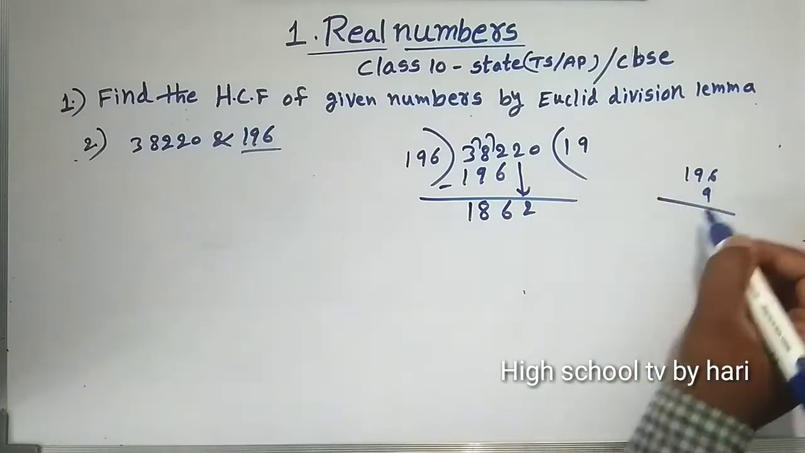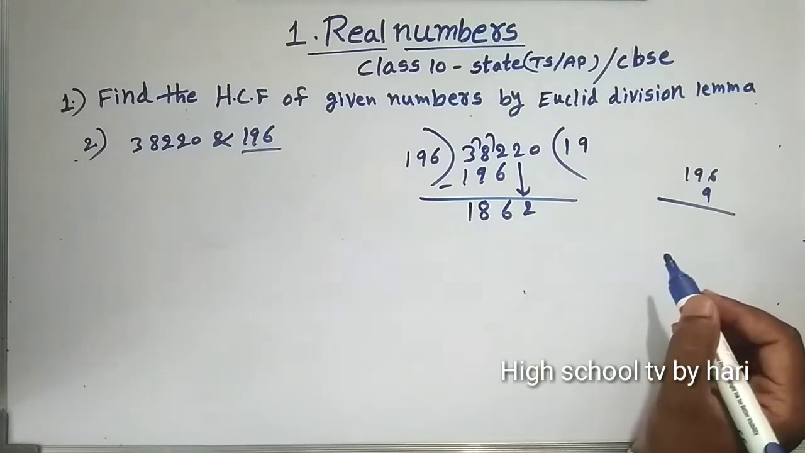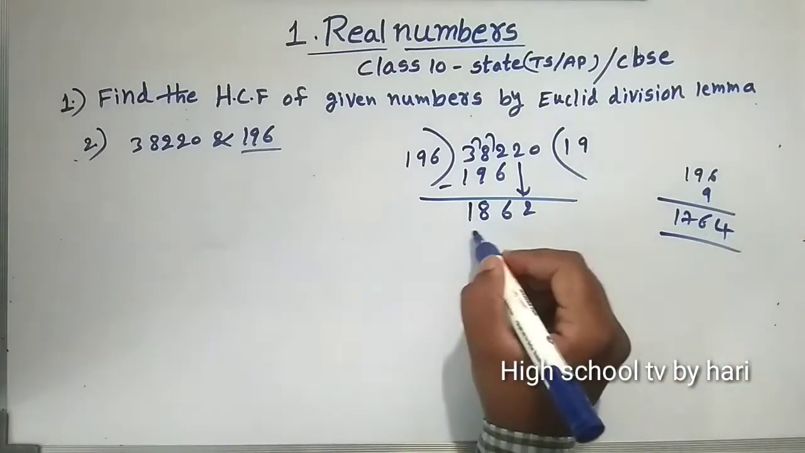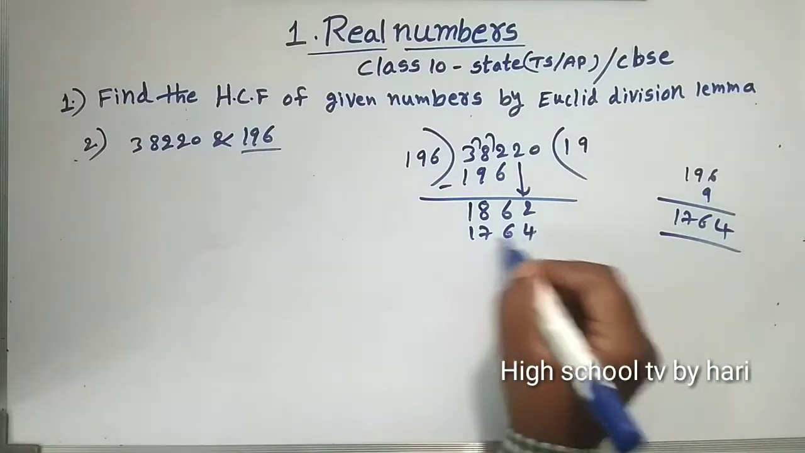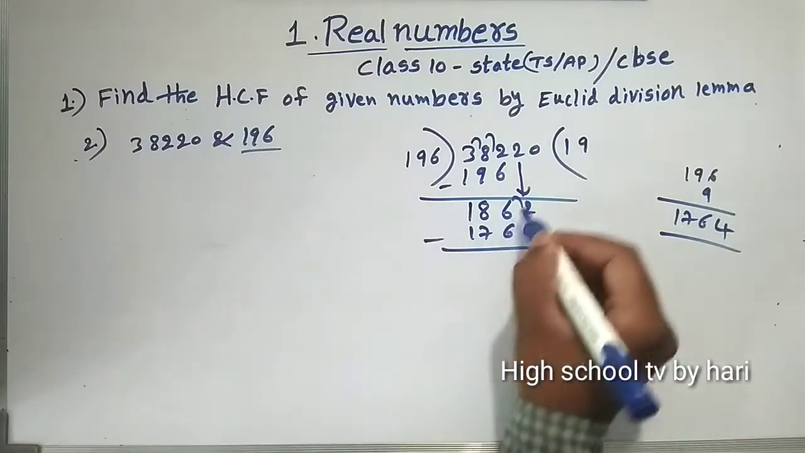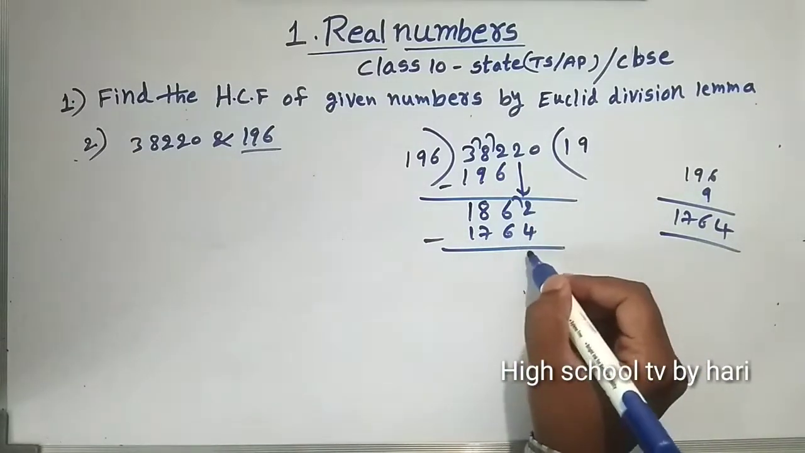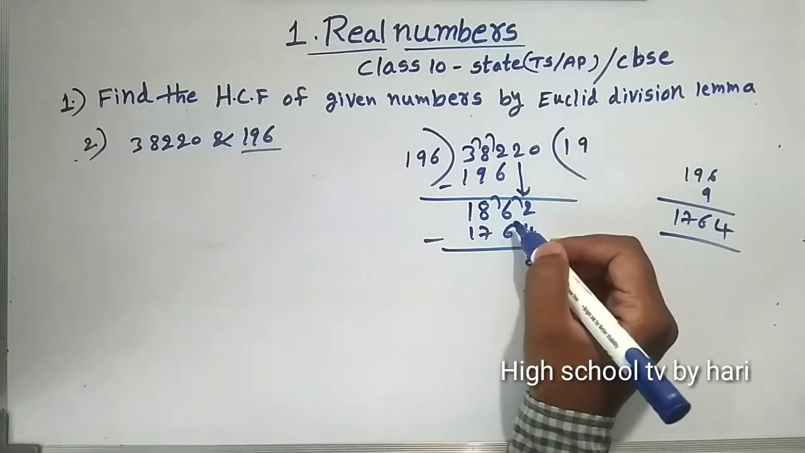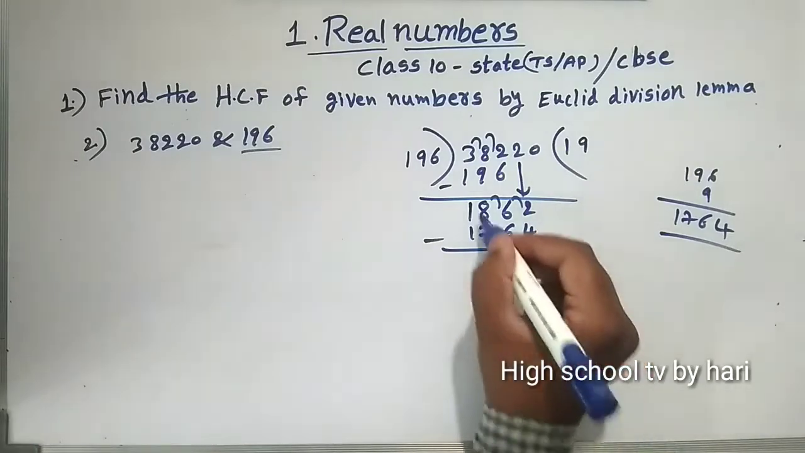196 nines. Its answer is 1764. I am directly doing 1764. Now subtraction. 1 borrow. 12 minus 4 is 8. Here 5. Taken 1 borrow. 15 minus 6 is 9. 8 minus 7, 1.